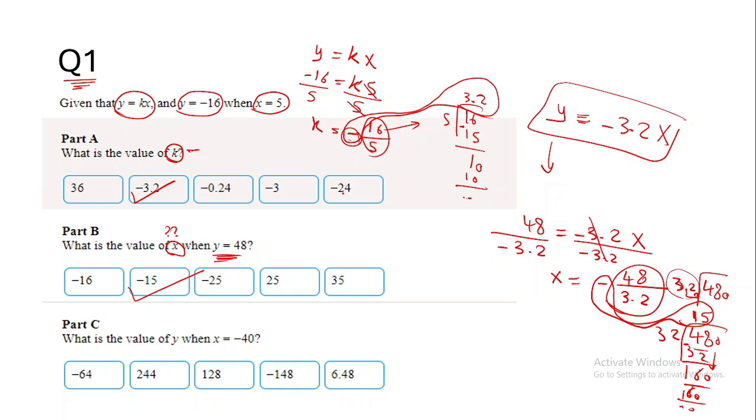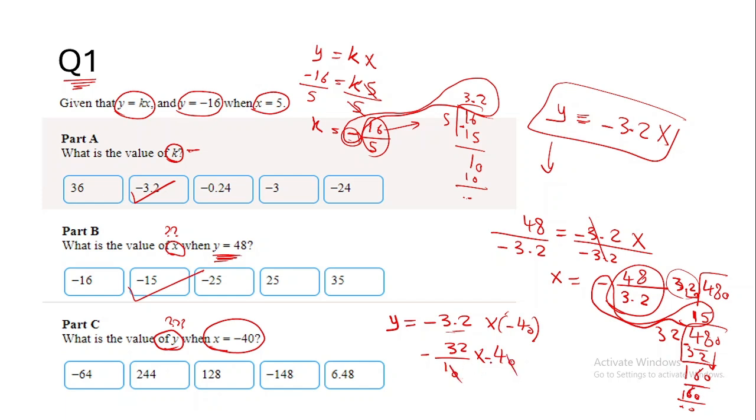Same concept, same way, we'll do it for part C. But this time, he wants the y value when x equals -40. So we'll take the same equation. So we'll say y equals -3.2 multiplied by -40. So 3.2, what does it mean? It means 32 by 10 multiplied by -40.